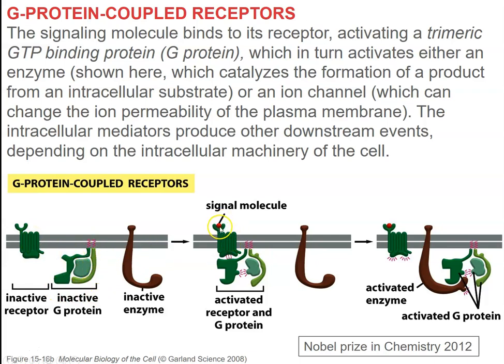So the signaling molecule binds to its receptor, and that receptor is associated with the G protein. We have 3 subunits, alpha, beta, and gamma, and usually the beta and gamma subunits dissociate, and then the alpha subunit activates an enzyme. The example we're familiar with is adenylate cyclase, and that will catalyze the conversion of ATP to cyclic AMP. But there are other activated enzymes that are associated with G protein coupled receptors. Adenylate cyclase isn't the only one.